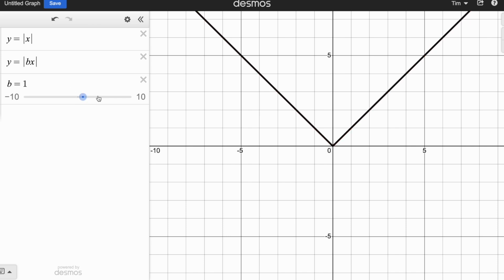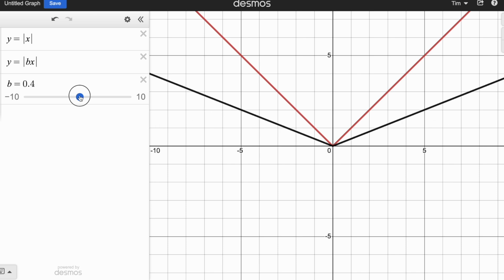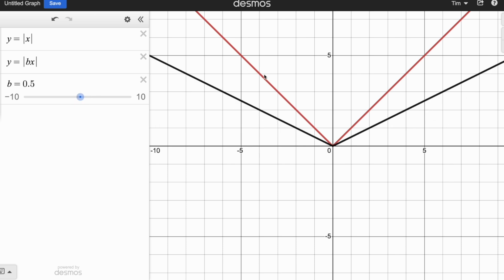So now I'm back to 1, and let's say I have this number in between 1 and 0. So let's go to 0.5. If you look at this from a horizontal lens, from this point to this point, I'm actually pulling it away from the y-axis. So this is a horizontal stretch. And my scale factor is actually not going to be 0.5. It's going to be the reciprocal of that, which is 2. So this is a horizontal stretch with a scale factor of 2 because my y value is staying the same, and my x value is getting doubled.